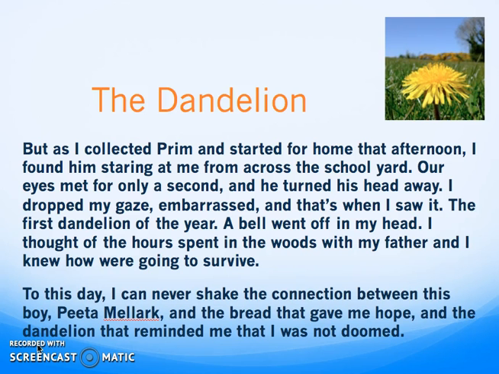The dandelion in the novel, which is not actually in the film at all, is quite significant in the novel. Here's the quote. "But as I collected Prim and started for home that afternoon, I found him staring at me from across the schoolyard. Our eyes met for only a second, and he turned his head away. I dropped my gaze, embarrassed, and that's when I saw it, the first dandelion of the year. A bell went off in my head. I thought of the hours spent in the woods with my father, and I knew how we were going to survive. To this day, I can never shake the connection between this boy, Peeta Mellark, and the bread that gave me hope, and the dandelion that reminded me that I was not doomed."